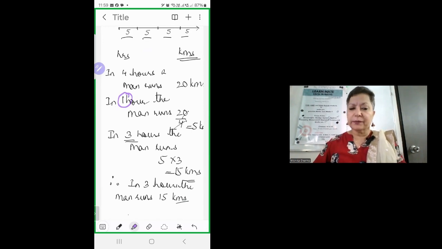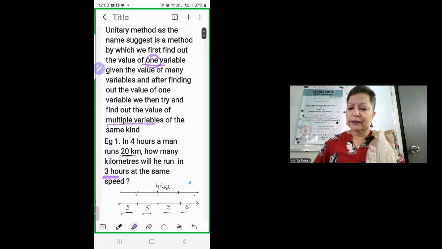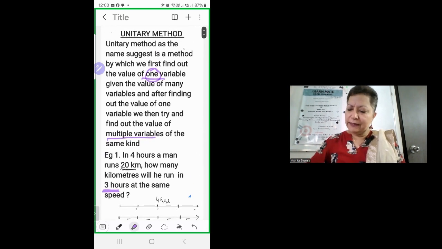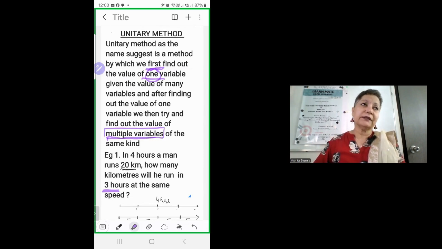So, that is why unitary method. And from that one, then we found out for many, and so that is from unit to many. As I was telling you in the beginning itself, unitary method, as the name suggests, first we need to find out the value of one variable, and then we need to find out the value of many variables. Is that okay? So this will be the basic concept of unitary method.